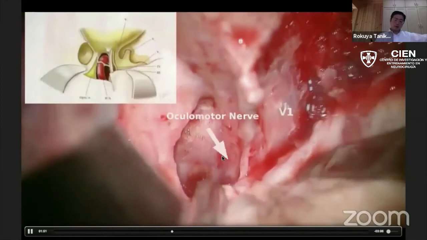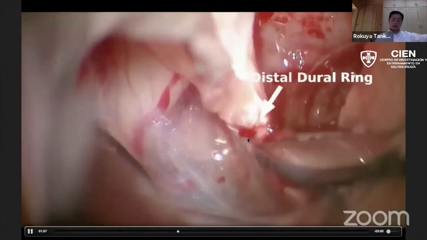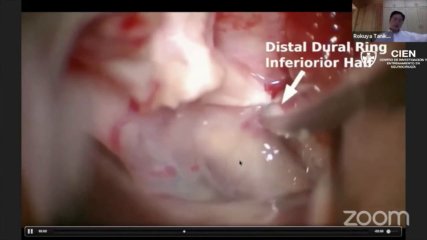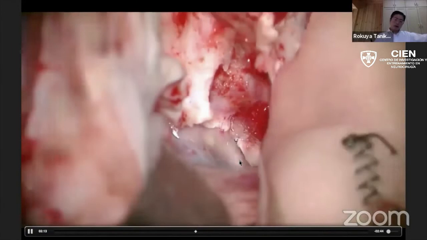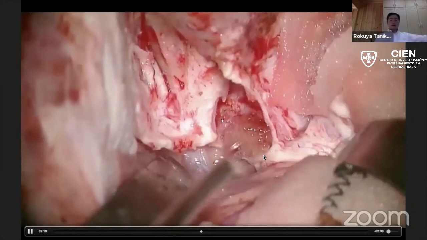So here's the foramen rotundum, V2 segment, and this is the incision to this dural ring. The inferior part of this dural ring can be incised to partially open the cavernous sinus. We can get hemostasis. Then the optic sheath can be opened.